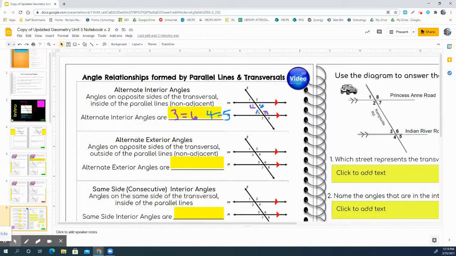Okay. So alternate interior, 3 equals 6 and 4 equals 5. What about alternate exterior? What are my two options there? I heard 1 and 8. Absolutely. So we're going to do 1 equals 8. And what's my other pair? 2 and 7, 100%. 2 equals 7. Okay. So remember, alternate means opposite sides of the transversal, and interior and exterior means relative to the parallel lines.